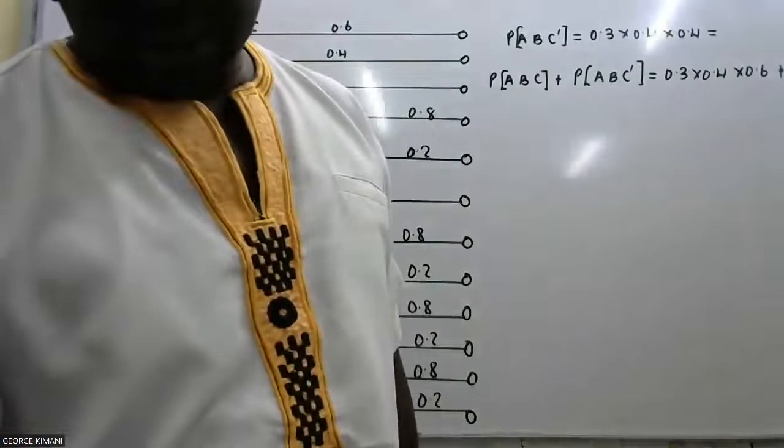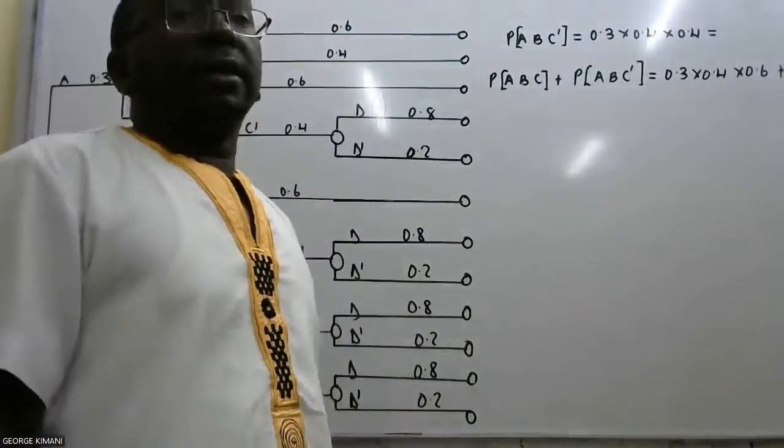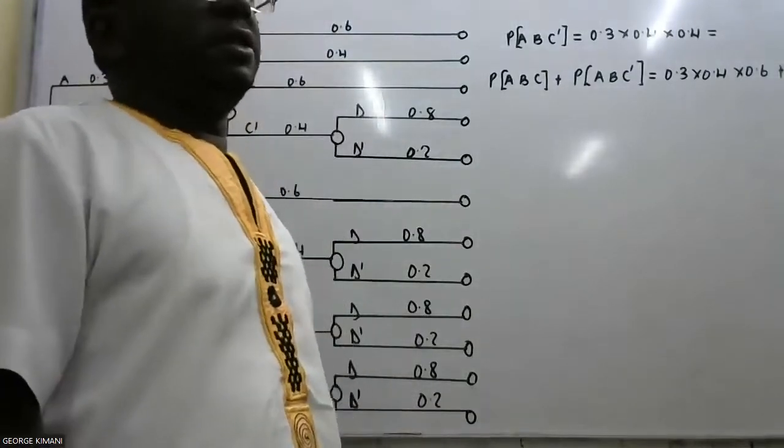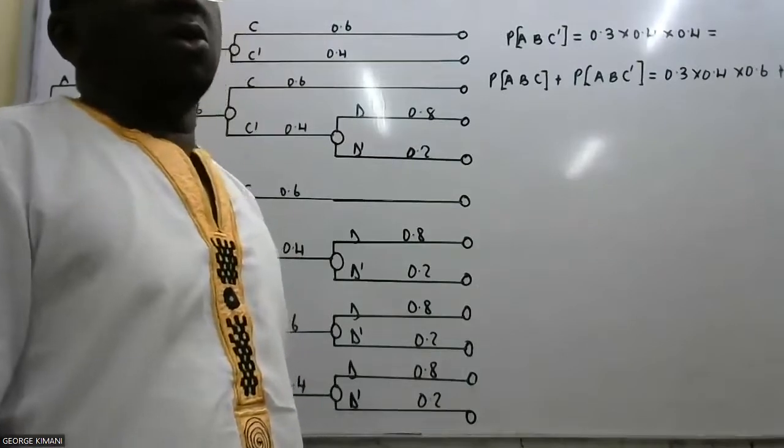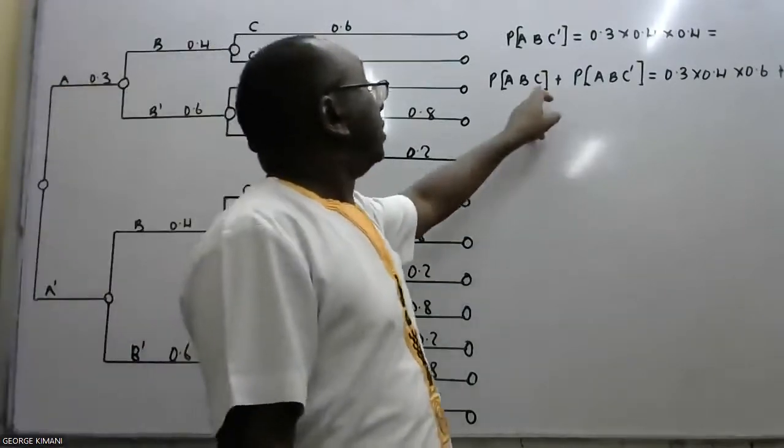At least A and B. We are told at least A and B, it means A and B or more. That's why it will be a C.